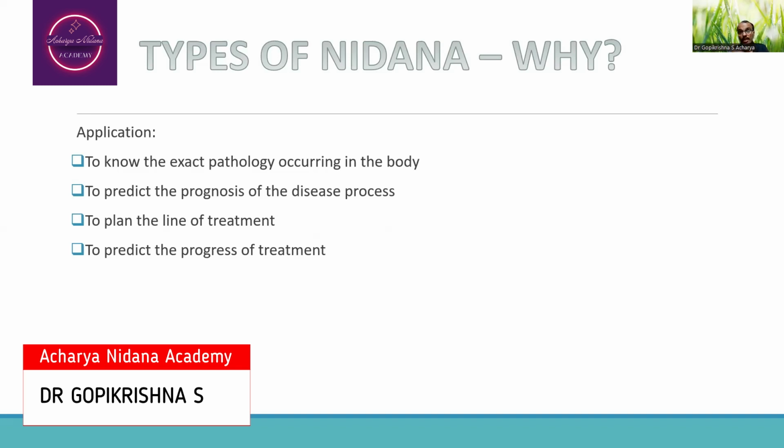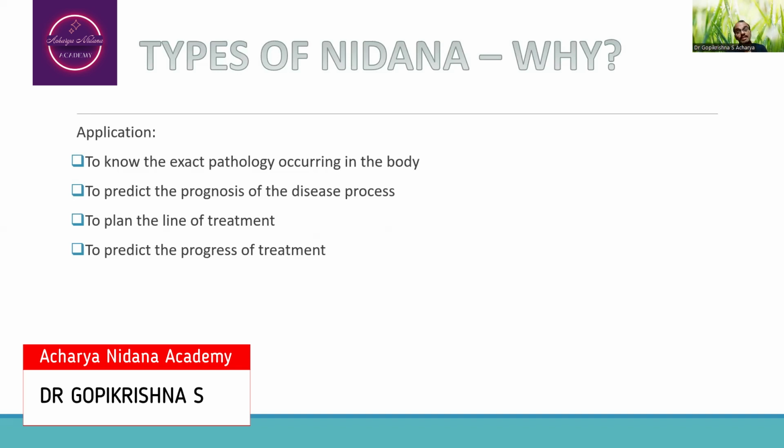Suppose the person has a cut wound, naturally the affliction will be related to either the intracellular compartment or the interstitial compartment. Suppose the cut wound is afflicting the major veins or arteries, then we can say that intravascular compartment affliction can also be predicted. In this way, to plan the line of treatment, we need to know about the exact nidana exposure, and also to predict the progress of the treatment.